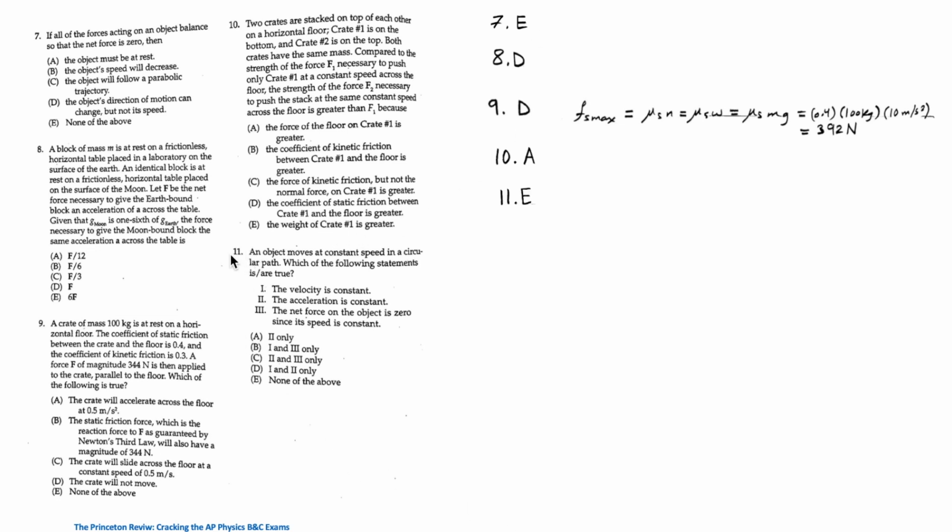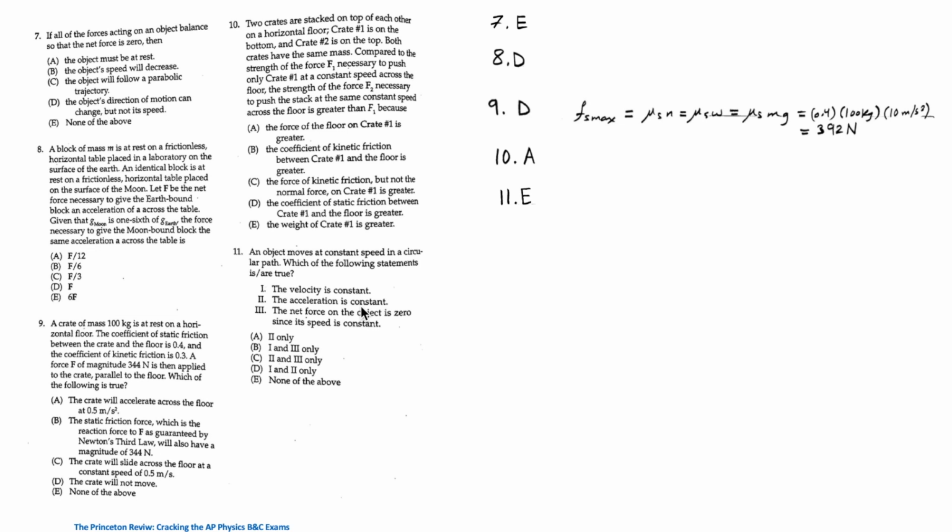So for question 11, an object moves at constant speed in a circular path. Which of the following statements are true? First, the velocity is constant. This is incorrect because the velocity has constant magnitude, but it is continuously changing direction while the object moves along the circular path, okay? So this is false.